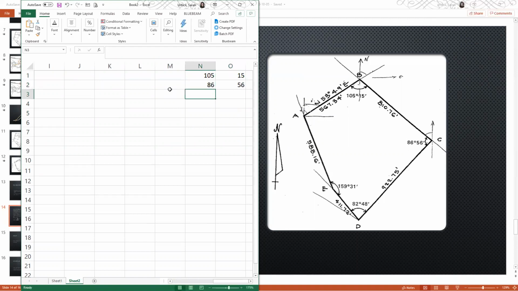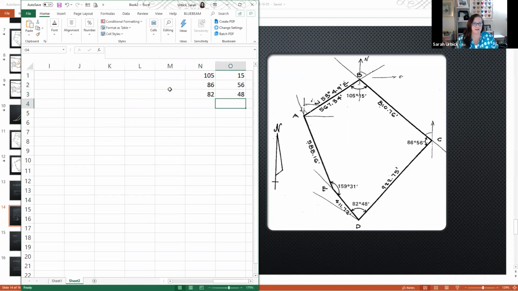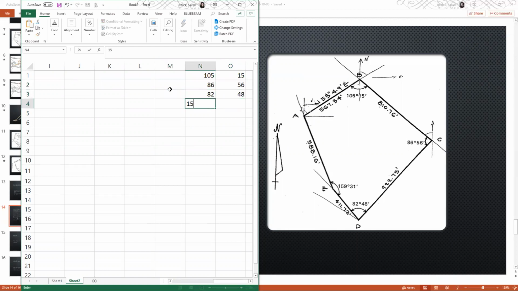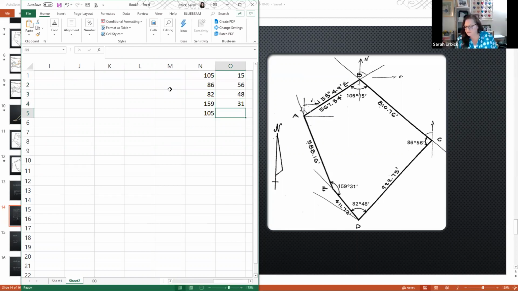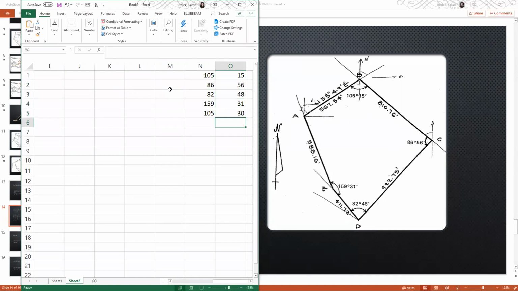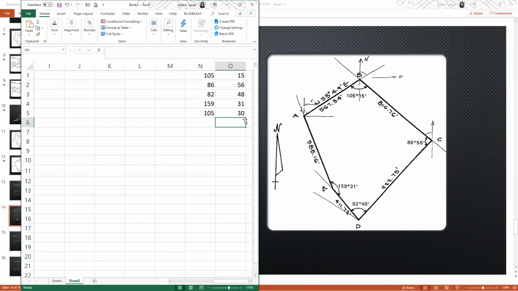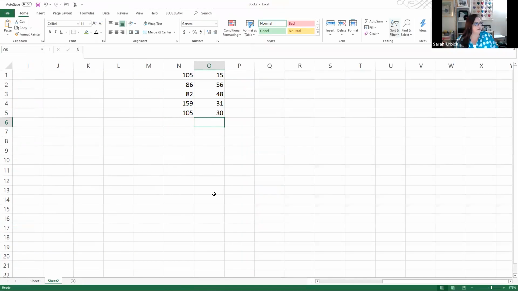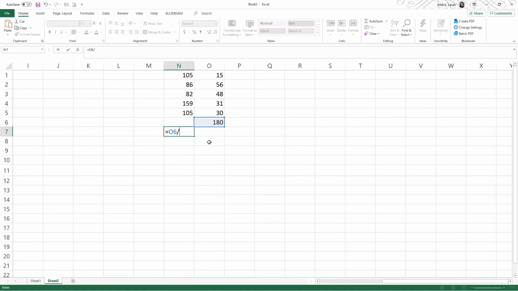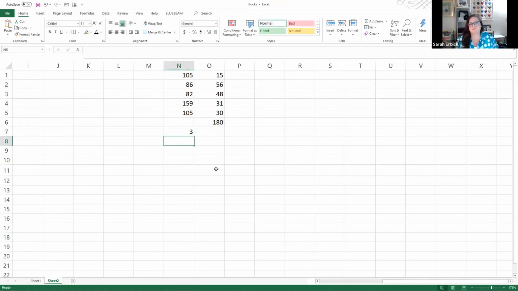105, 15. 86 and 56. 82 and 48. And somebody has probably already done this. 31. And then 105, and you said 0.5, so that's 30? Okay. And our target is 540. So what I'm going to do is add up all the minutes first. Gotta love auto sum. 180 minutes. What does that convert to in degrees? Take that, divide by 60. 3 degrees.